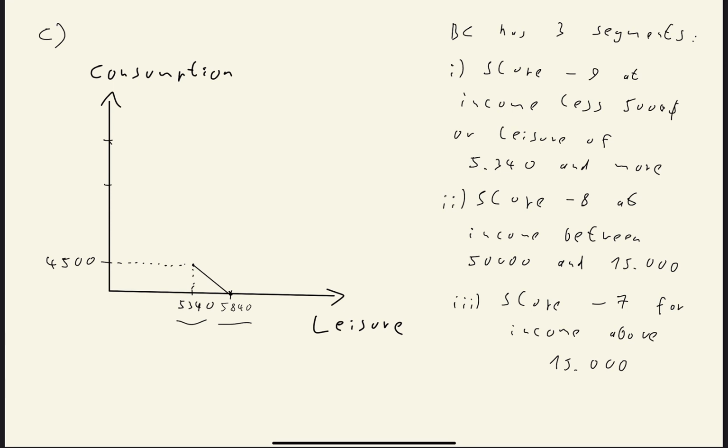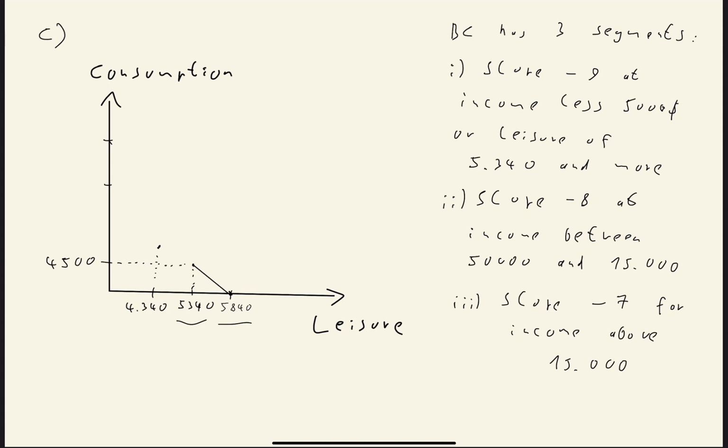So the second point will be at 4,340 hours of leisure, or 1,500 hours of work. This gives another interesting point. I just put it somehow, just to get the right kinks and the right slopes. It should be somehow around here.